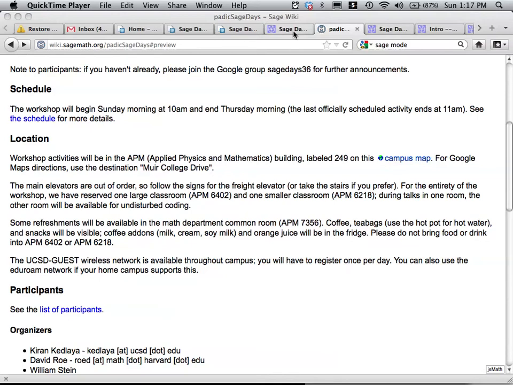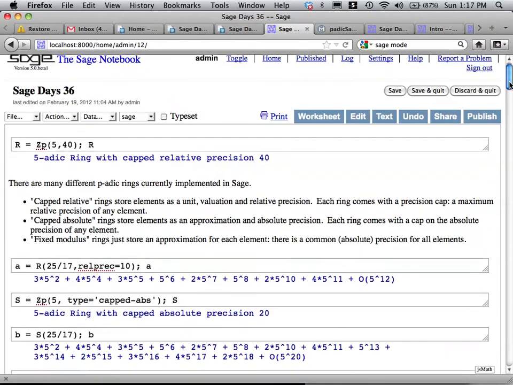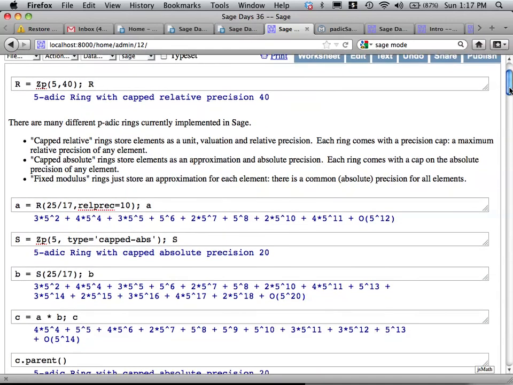So I talked some about the p-adics that are in Sage this morning. So I'm going to briefly go over these again for those of you who weren't here.